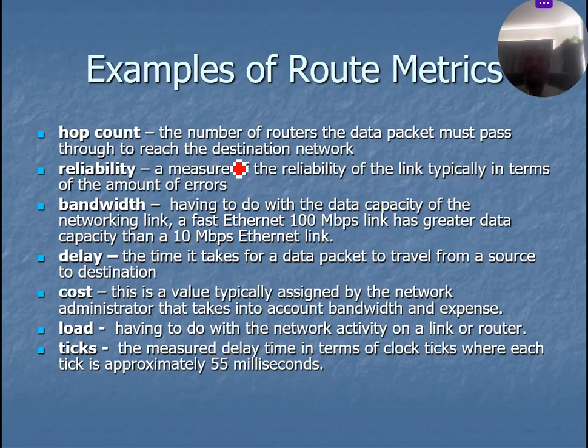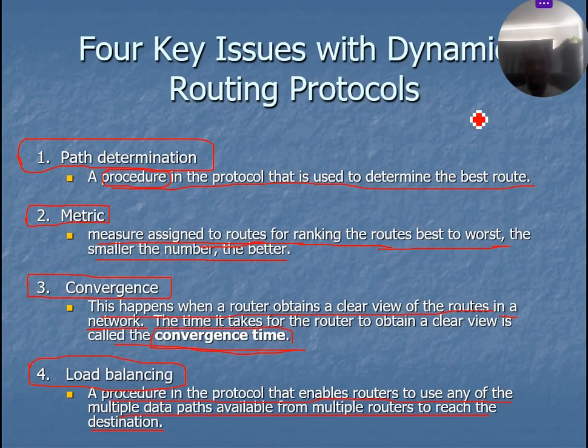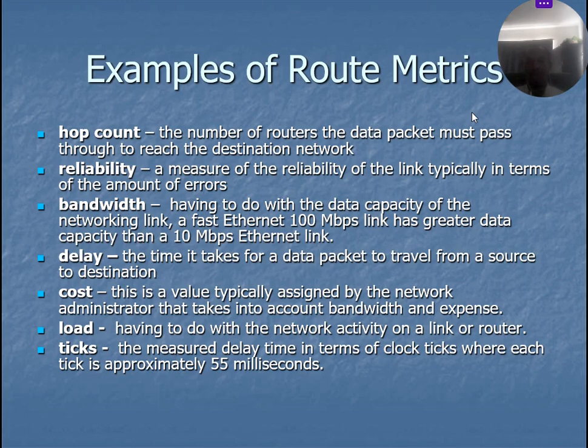Let's take a look at examples of route metrics. We've already defined metrics as the measure assigned to routes for ranking them from the best to the worst. Number 1 is hop count. Hop count is a good example of a route metric. Hop count is the number of routers that the data packet must pass through to reach the destination network.